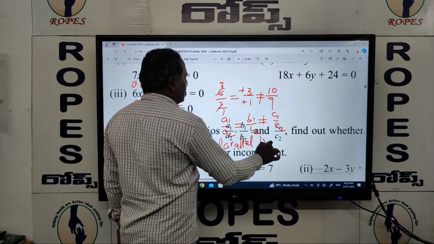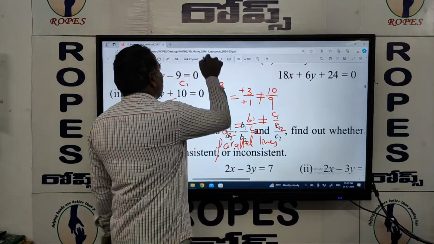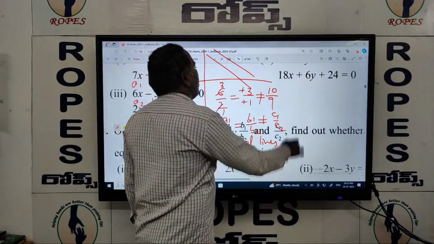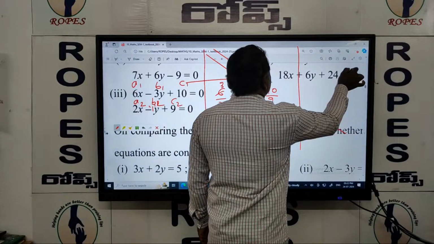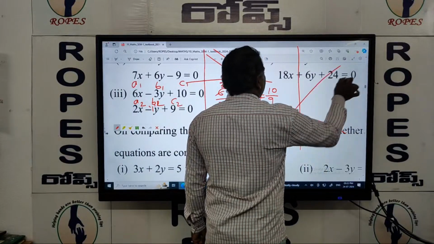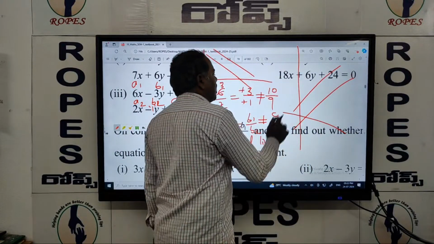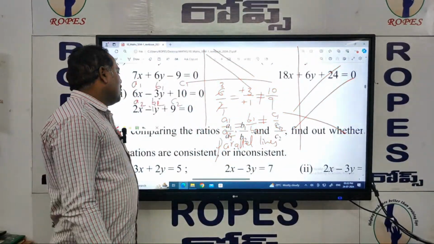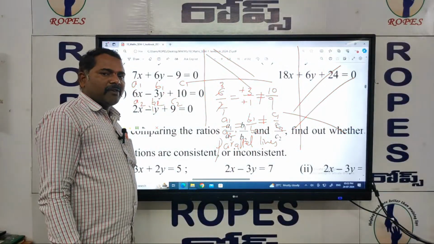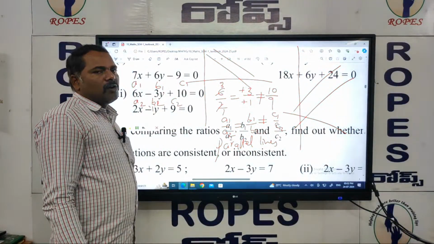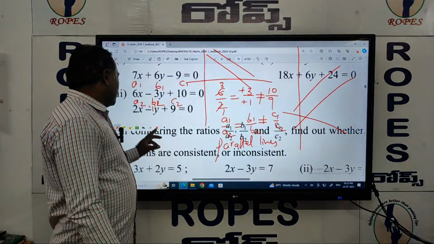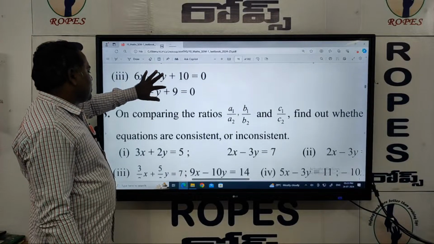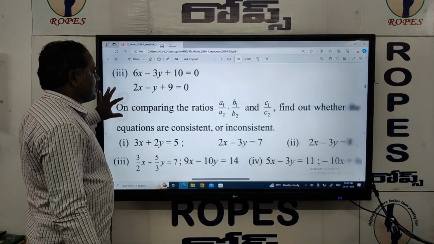So if the lines are parallel, the graph will look like this, whether it is like this or like this. When the lines are parallel, the number of solutions is zero, because they will not intersect in any way. That's why they have 0 solutions. Right, so this is about the second question. In that, all the 3 sub questions we discussed.